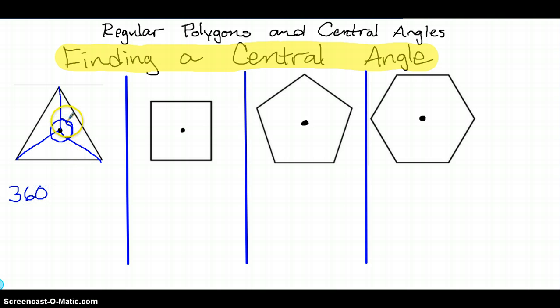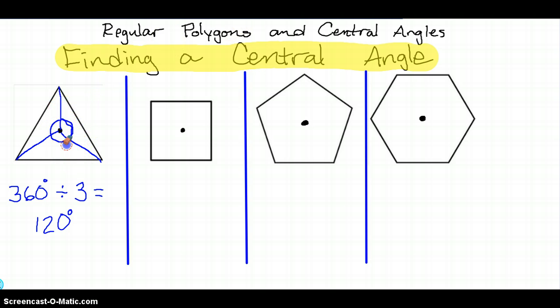But that's 360 degrees for all of the angles combined. If I want to know what one angle is, I'm going to divide it by however many angles I have. And the amount of angles I have is the same as how many sides I have. So in the case of the triangle, that is 3. 360 degrees divided by 3 equals 120 degrees. And so that tells us that each of these angles in here is 120.